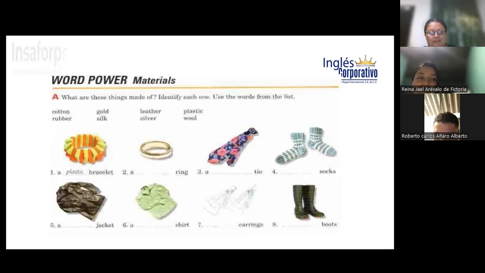Number seven. Silver earrings. Okay. What other materials do we have? Plastic earrings. Okay. Gold earrings too. You know, they are very expensive, by the way. Yeah, and also luxury. So that's okay. And the last one.